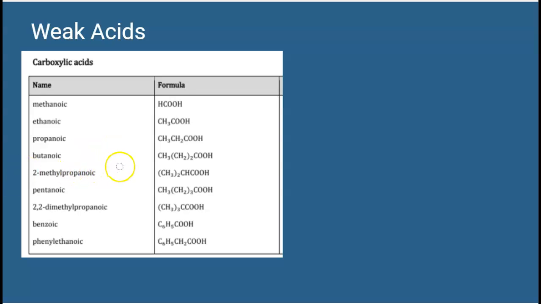When we look at weak acids, however, it's a little bit different. So here is a set of weak acids, and this comes from your data booklet, page 19, which you have an assignment related to this later today.